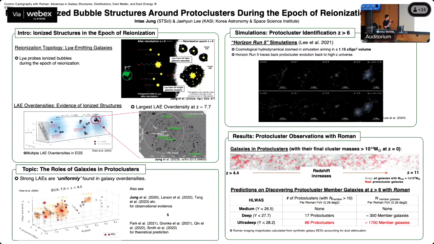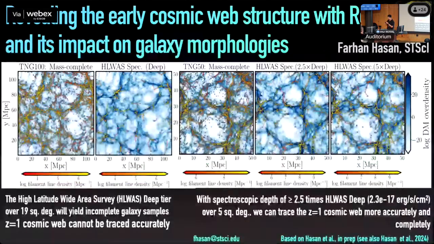What's more interesting is that strong Lyman alpha emitters are uniformly found in galaxy overdensities. What that means is those ionized regions may preferentially overlap with galaxy overdensities or protoclusters. Roman's capability with a large field of view will revolutionize this effort, finding numerous protocluster candidates during the epoch of reionization. To test Roman's potential, we use a state-of-the-art large volume cosmological simulation.